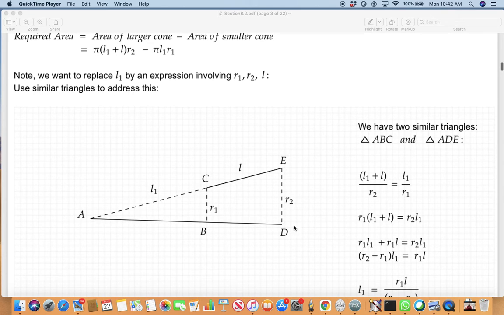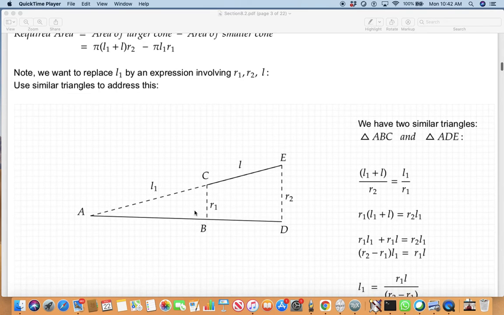L1, L, A, B, D, small radius, bigger radius. Well, we have similar triangles, a large triangle and a small triangle within it. Why are they similar? They are both right angles and this angle is common to both triangles. So that's all you need. Two corresponding angles to be of equal measure and you have similar triangles.